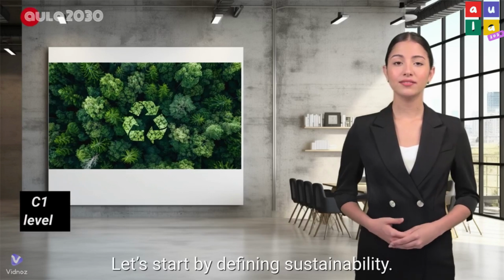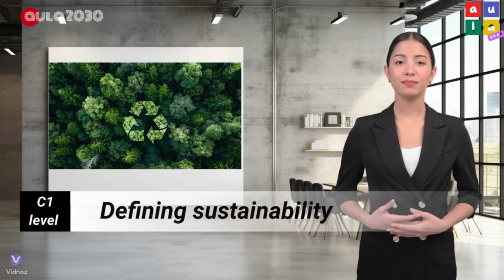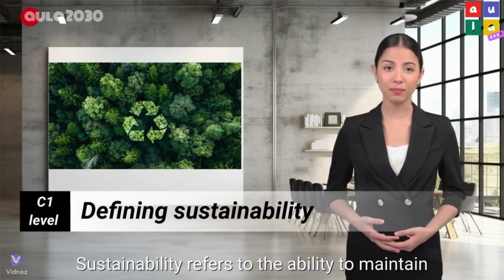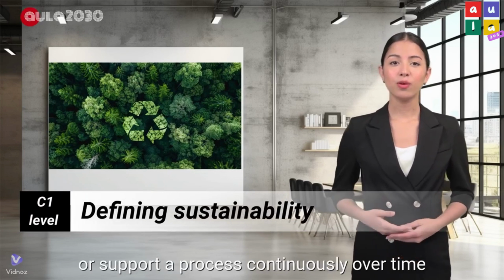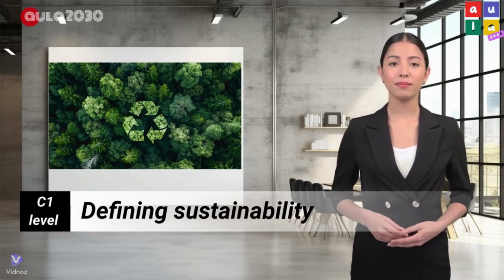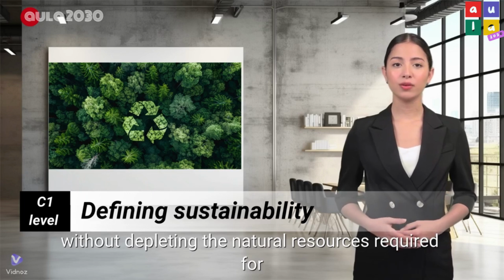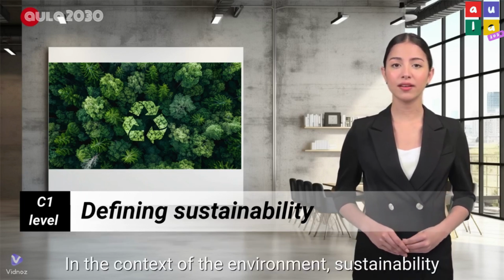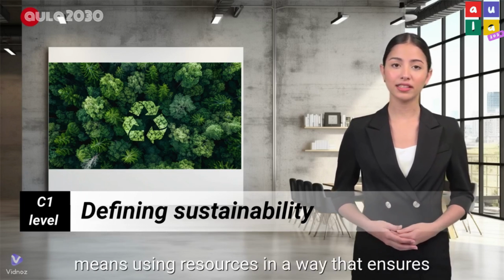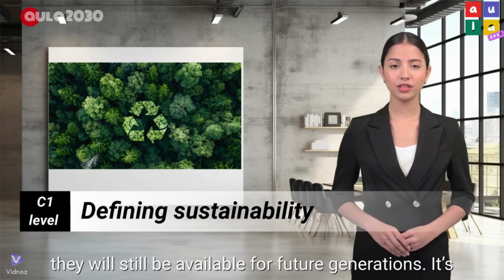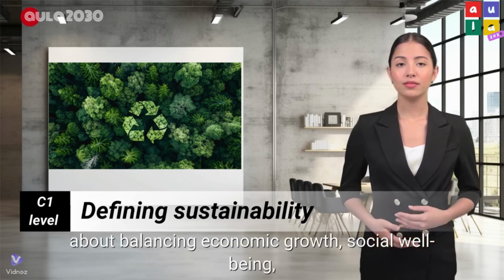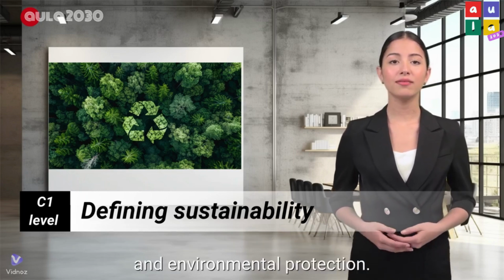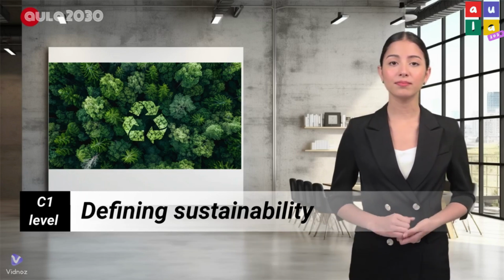Let's start by defining sustainability. Sustainability refers to the ability to maintain or support a process continuously over time, without depleting the natural resources required for that process. In the context of the environment, sustainability means using resources in a way that ensures they will still be available for future generations. It's about balancing economic growth, social well-being, and environmental protection.